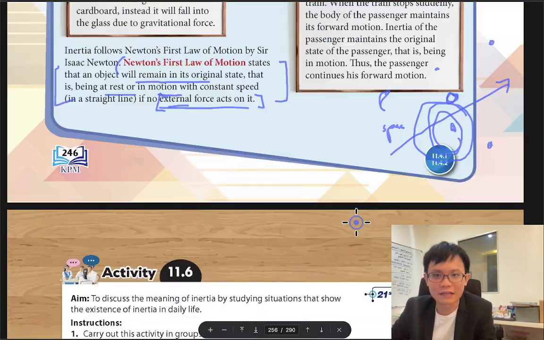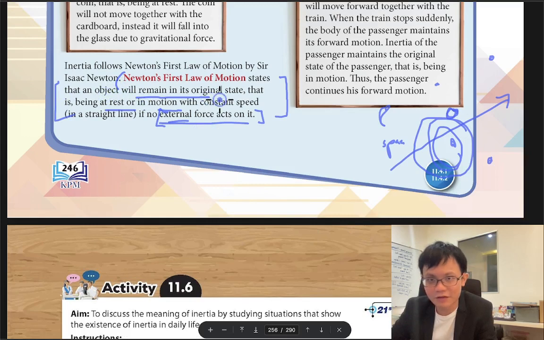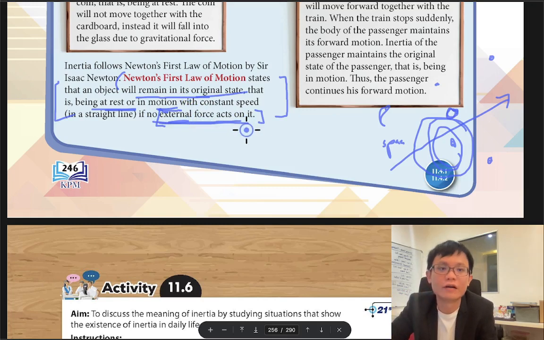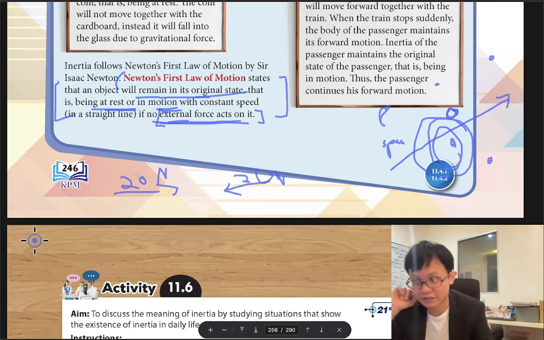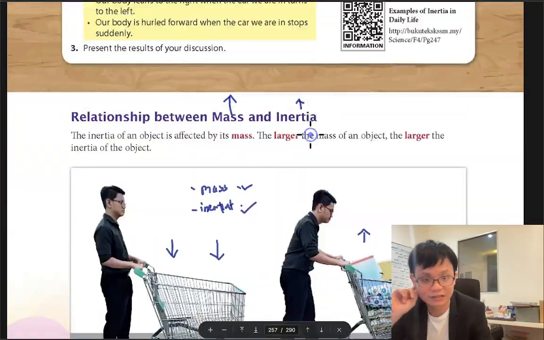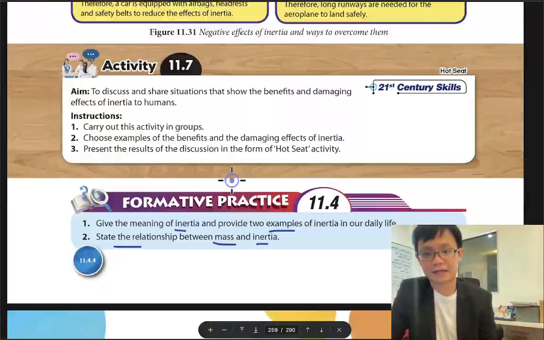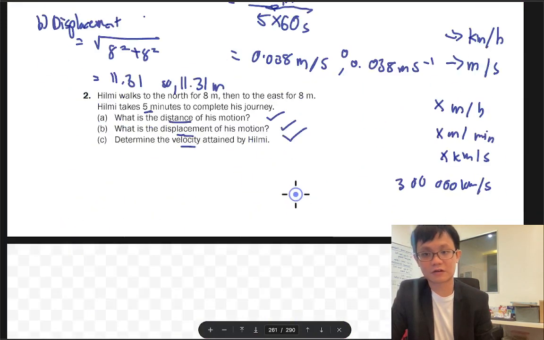So, to answer back the question: an object will remain in its original state, rest or motion, until and unless an external force acts on it, then only it will stop. Let's say again, if here is 20 Newton, this is the law of momentum. You want to stop it, you still need exactly 20 Newton to stop it. More than that, it will go in another direction. So that is Newton's first law.